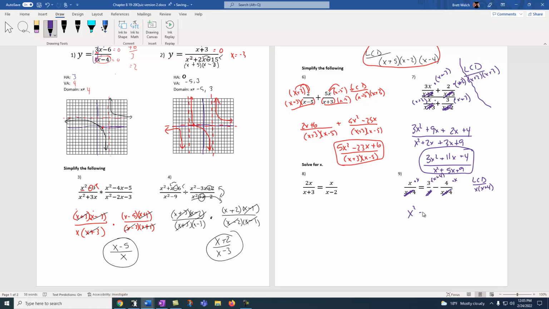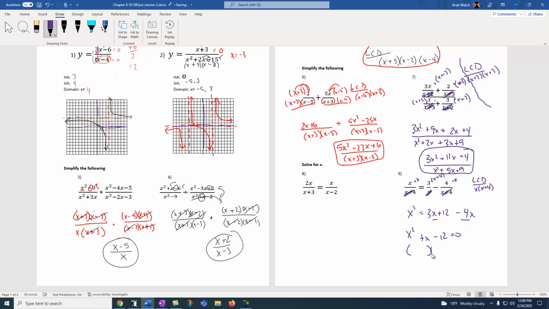3 equals 3 times x plus 4 would be 3x plus 12 minus 4 times x is 4x. Because I have an x squared, I want everything on the same side, so I'm going to have x squared. A negative 4 and a positive 3 is negative x, but if I move it to the other side, that would be a plus x. And if I move the 12, it would be minus 12 equals 0.